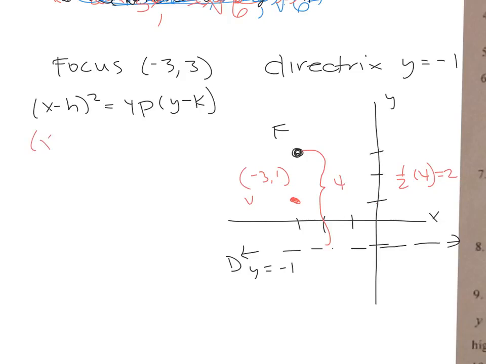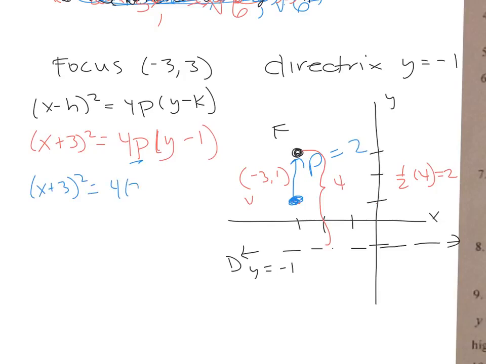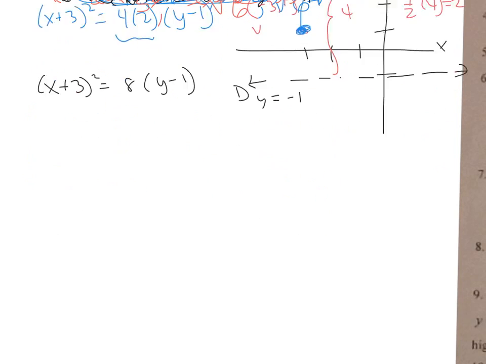So I have x, remember change the sign, plus 3 squared is equal to 4p times (y minus 1). Now what I need is my p-value. Remember, p is the distance from vertex to focus. And since it's moving up, my p is positive, and it's up 2, positive 2. So it's (x plus 3) squared is equal to 4 times 2 times (y minus 1). Just have to multiply the 4 times 2. (x plus 3) squared is equal to 8 times (y minus 1). All right, and now let's do 11b.